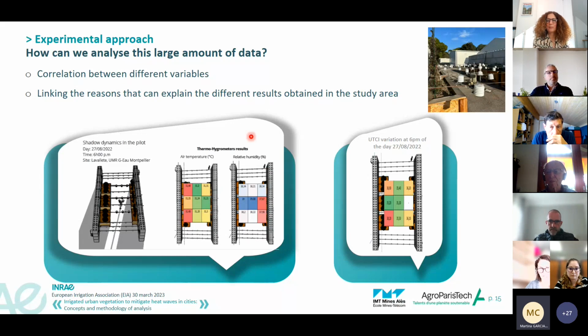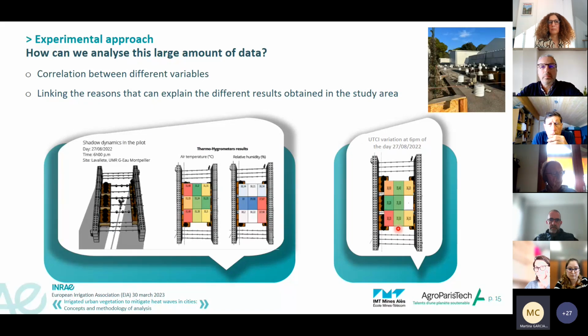And for the same day, here we have in this image the thermal comfort index in 8 points of the pilot. So here we have 7 points indicating a category of strong thermal stress, and 1 point that has another category that is very strong thermal stress.